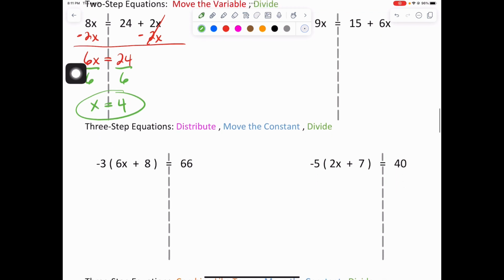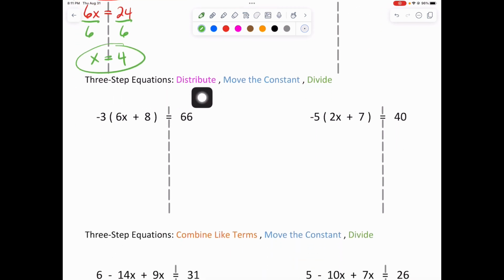All right, we will move forward with the three-step equations. We will distribute, we will move the constant, and then we will divide.